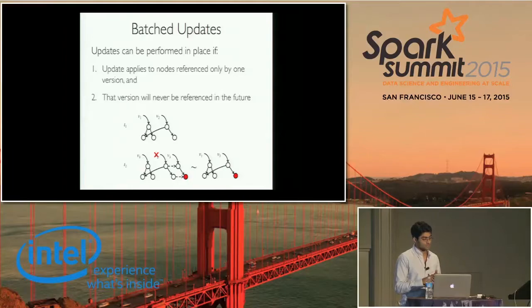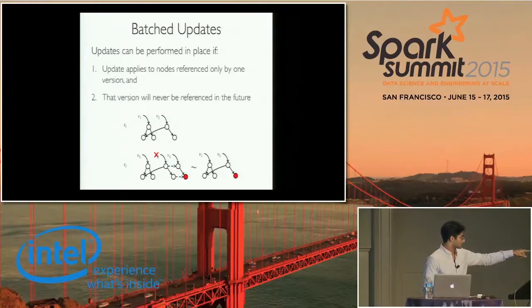In particular, updates to a version that will be immediately discarded can be made in place when they wouldn't affect any other versions. As an example, suppose on the bottom we have an application that has two versions of a dictionary, V1 and V2. The letters are a little small there, but suppose at time t2 we want to apply an update to version V2, forming a new version V3. Now if V2 is subsequently never accessed, and we know that, and the update only applies to nodes referenced only by V2 and not by V1, then we can do this as an in-place mutation of the nodes of V2. So that's what the tilde there signifies.